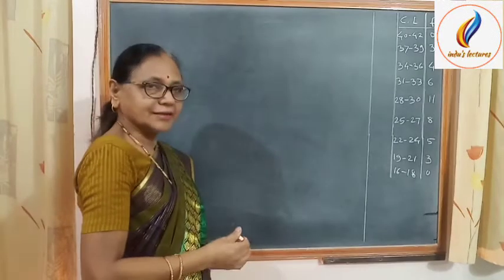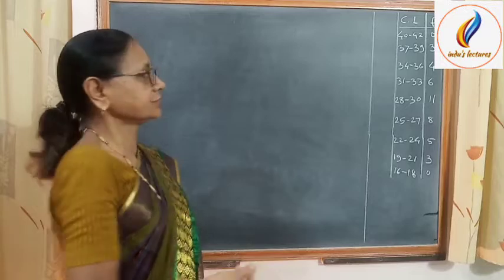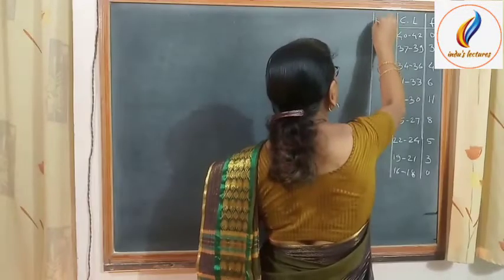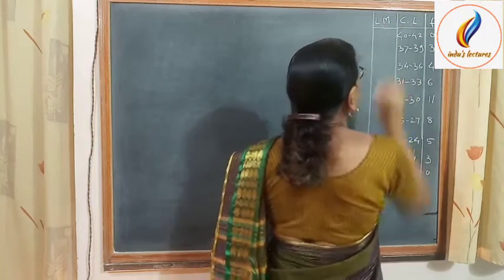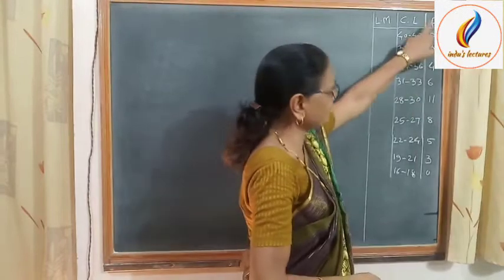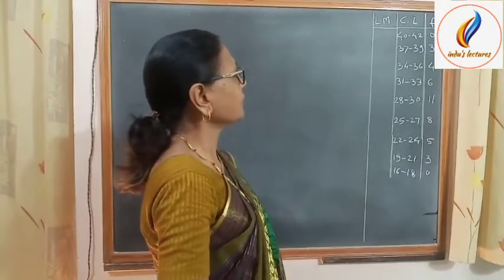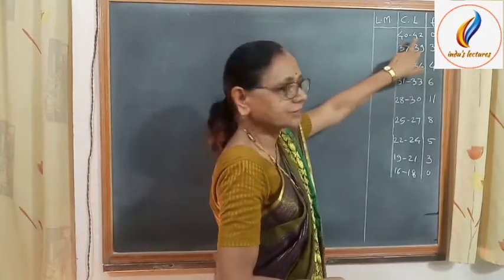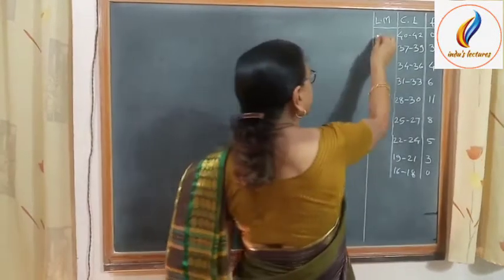Next, find the lower limit of each class. We shortly denote the lower limit as LM. CL means class intervals and F means frequencies of these class intervals. Now the lower limit of the first class interval, 40 to 42, is 39.5.